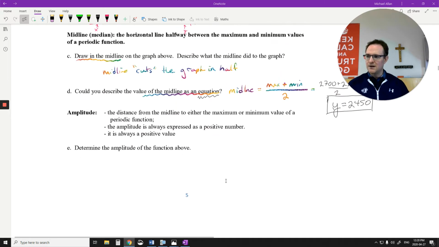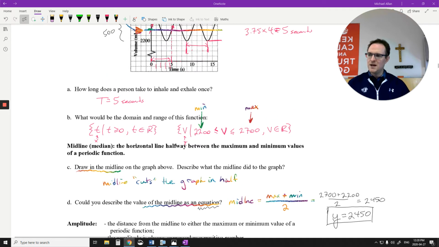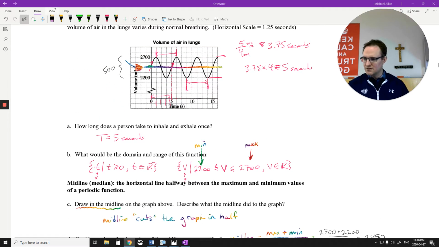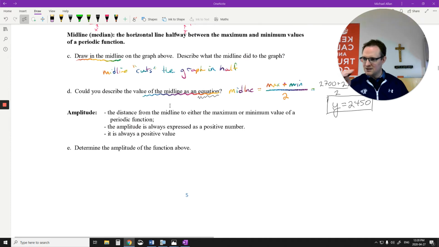So amplitude. Now, amplitude of a graph, if I were to measure it from this graph here, or they'll give you a little terminology down here too. Amplitude is the distance from the midline that we just created to either the min or the max. It doesn't matter which one because the midline splits it right in half. It's always expressed as a positive number, so it doesn't matter if you go down or up. It's a positive number, never a negative number.